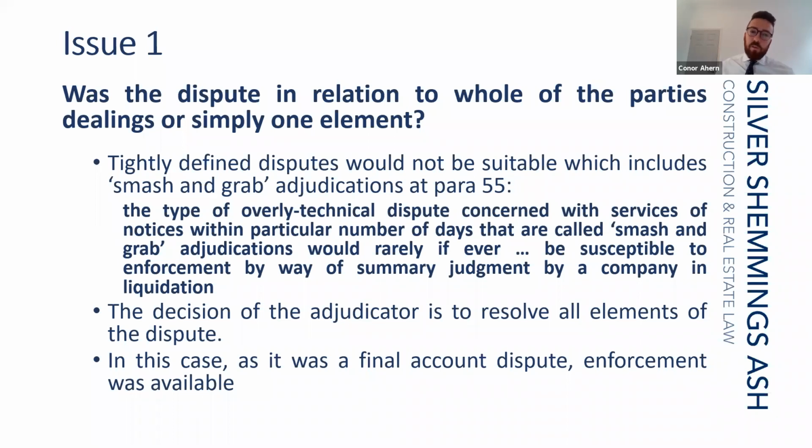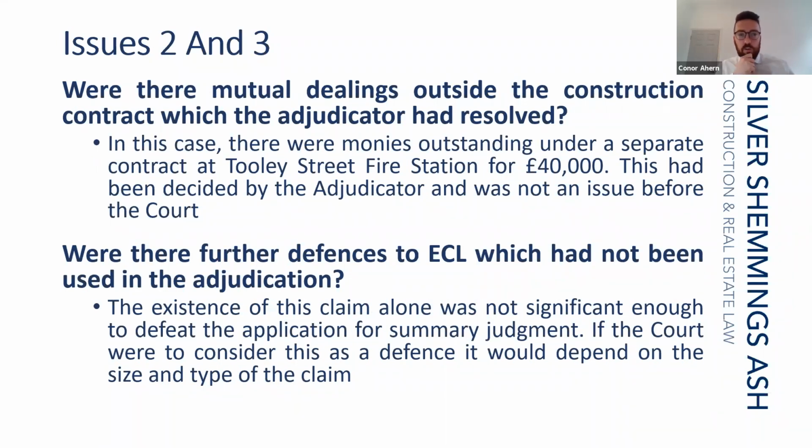So that was the first issue that was decided here in John Doyle and Erith. Okay, so issues 2 and 3, we kind of merged these together. The issue was, were there mutual dealings outside the construction contract, which the adjudicator had resolved? Now, there was a sum outstanding between the parties under a separate contract at Tooley Street Fire Station for £40,000. This had also been taken into account by the adjudicator, and therefore was not an issue before the court.